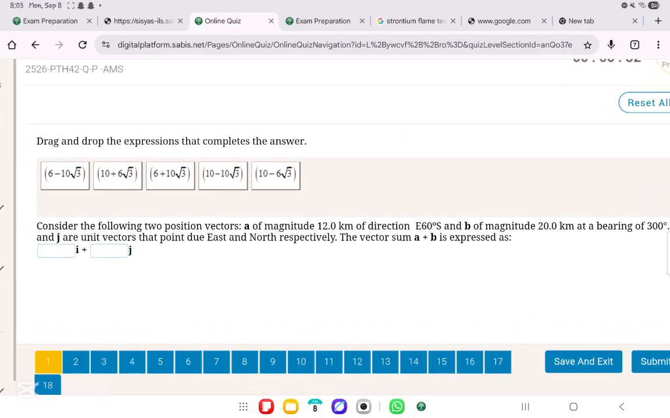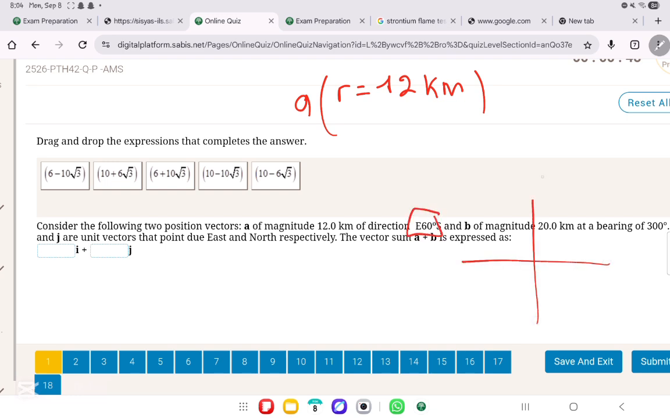What does it say? It says consider the following two position vectors. A, what does A have? It has a magnitude of 12 kilometers and a direction of 60 degrees south. How do you do that? First of all, you draw north, east, south, west. Never eat shredded wheat, or someone told me never eat sour worms.